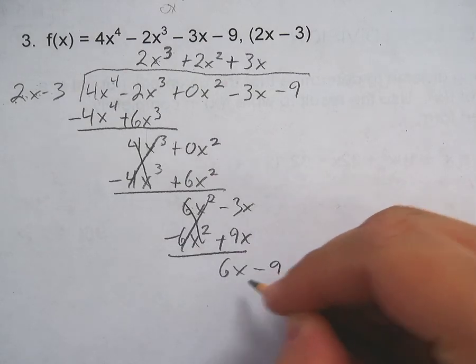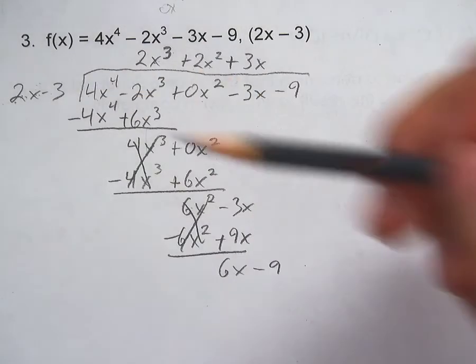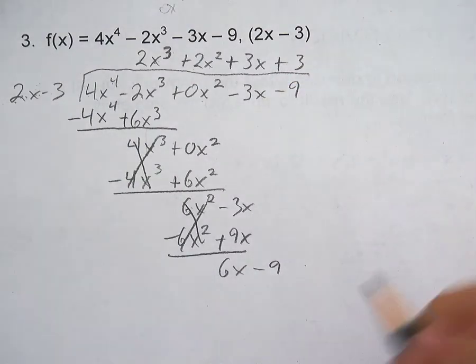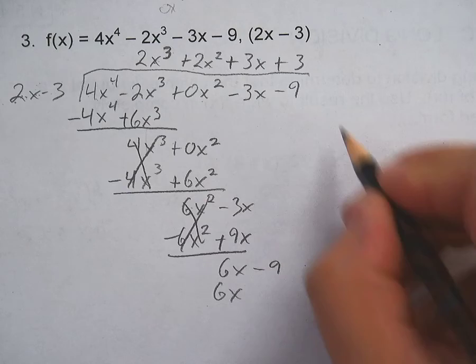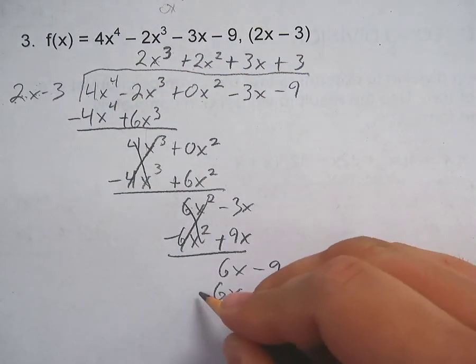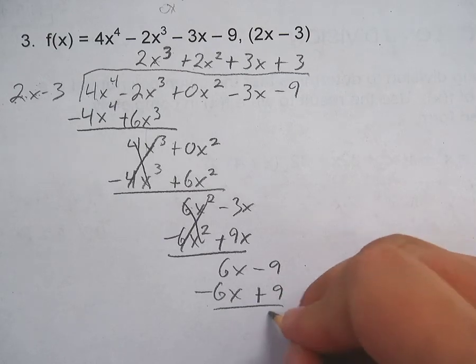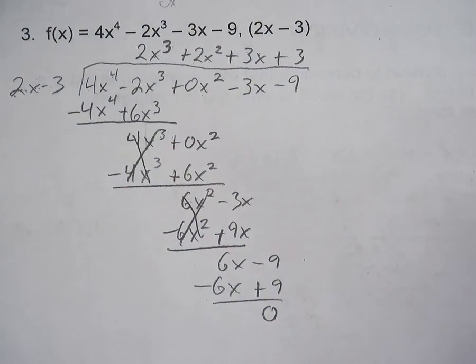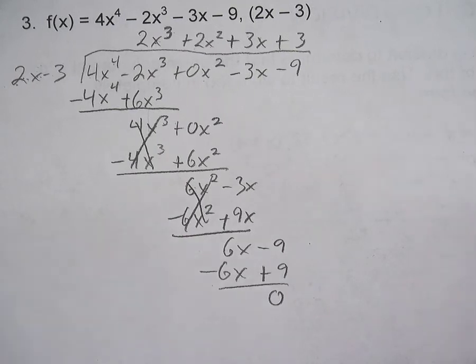6x, bring down your minus 9. 2x goes into 6x. I'm missing a positive 3, so 3 times 2x is 6x. 3 times negative 3 is negative 9. Change your sign. Bam. 0. Alright, so that's what we've got so far. Let's take that, bump it down just a hair, and let's see what happens.